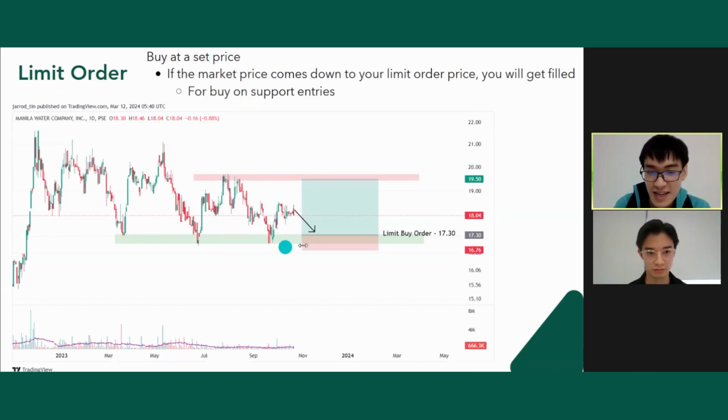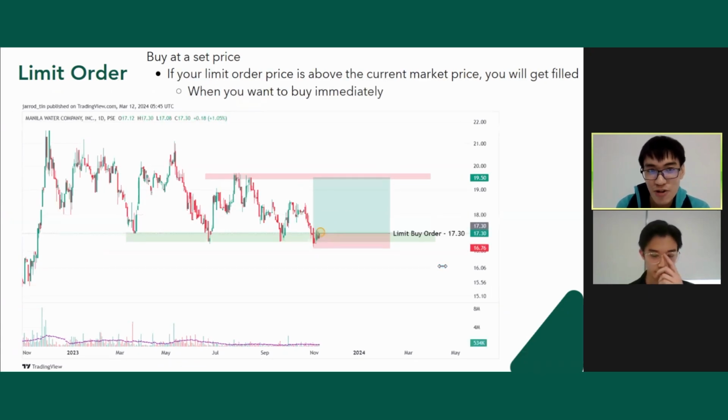So if you want to buy at 17.3, you set a limit buy order. So what this means is that gusto mo bumili at 17.3, yung buy order mo nasa 17.3. You're just gonna wait for price na bumagsak to 17.3 so that you can get filled on your order. So this is best for buy and support trades, di ba? Kasi alam mo na saan ka bibili, hintayin mo na lang na pumunta yung presyo dun, right? So just wait for price to hit that. So that's a limit order.